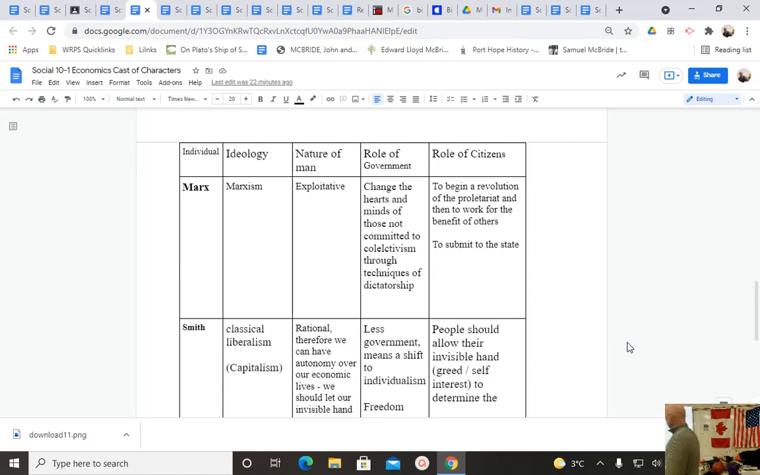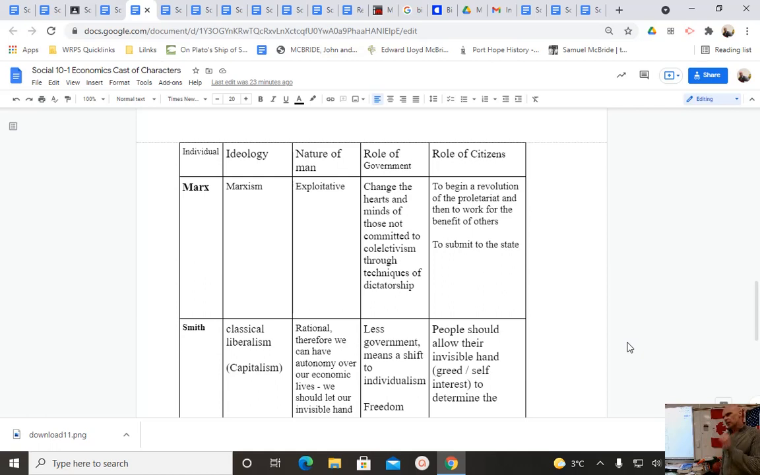So Karl Marx said, by nature, mankind's exploitive. So his solution was citizens would have an epiphany, right? They'd have an awakening. And that epiphany would lead to a revolution. And the workers would win because they'll control the means of production. And then they will create a dictatorship of the workers, the proletariat.